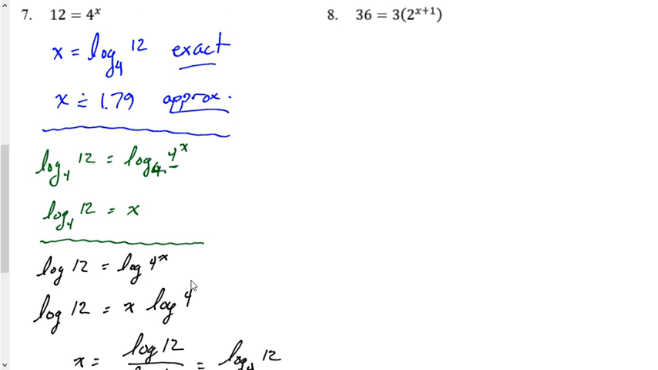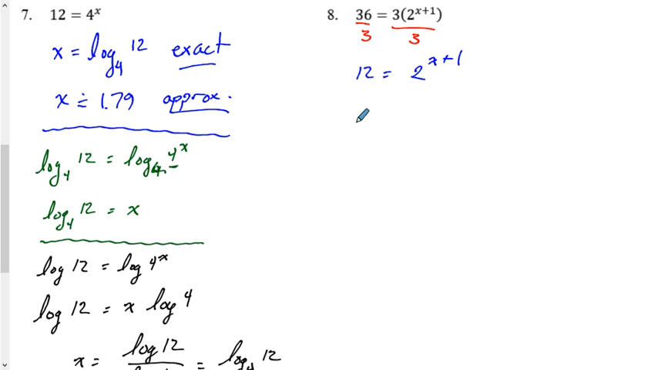So let's look at question 8. Now we're looking at a step more challenging because I have some number multiplied to this power. And so my first step will be to get rid of that 3. I'll divide both sides by 3, which will give me 12 equals 2 to the x plus 1. And let me use that first method again. Let's rewrite this in logarithmic form.